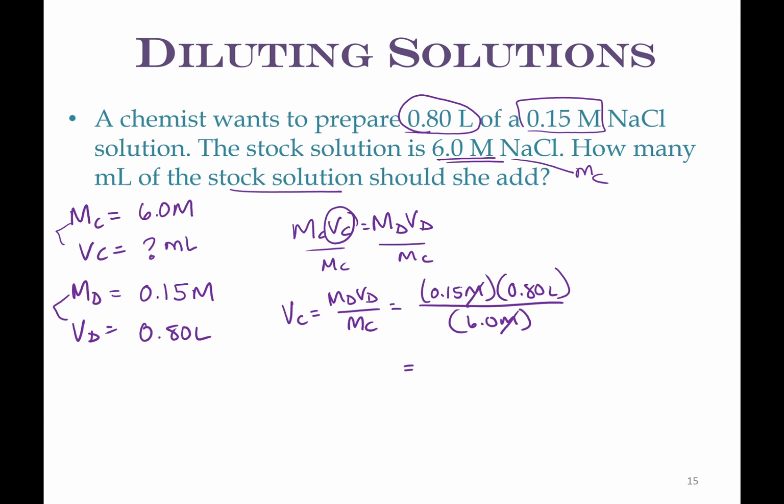So let's take our handy dandy calculator. 0.15 times 0.8 divided by 6 is 0.02. But that's in liters, and we wanted to know how many milliliters. So in 1 liter, there are 1,000 milliliters. So we would multiply that by 1,000, and we get 20.0. So how many sig figs? We're going to need 2. So we would need 20 milliliters of 6.0 molar sodium chloride.